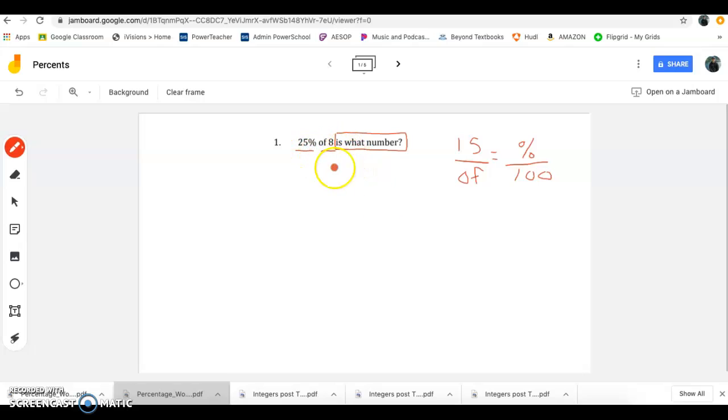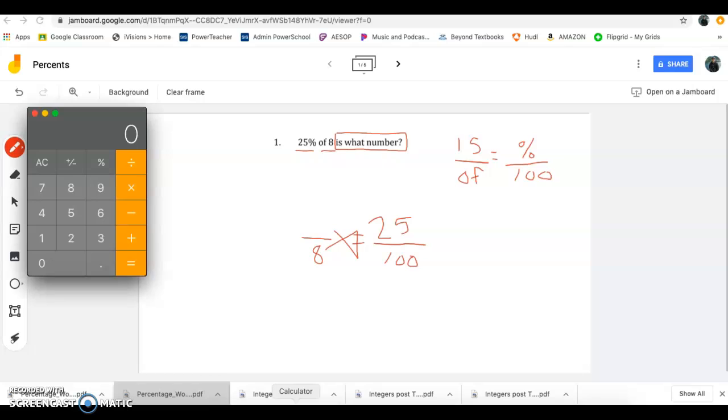So let's fill this out. I said I like to start in order. So 25%, percents are out of 100, equals, I don't know my is, but I do know my of. Oh, look at that. Looks like a fishtail. If you guys remember, we always start with the incomplete ratio here. So we're going to cross multiply, divide by 100, and bring it back. So let's get my trusty calculator here. 8 times 25 equals 200. 200 divided by 100 equals 2.